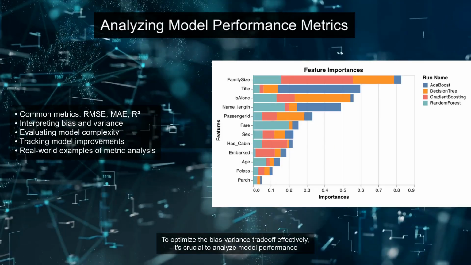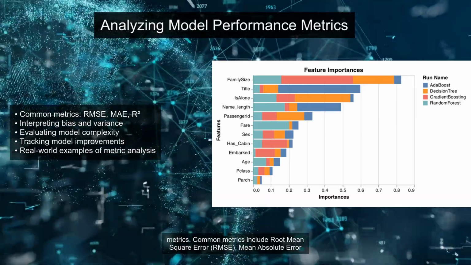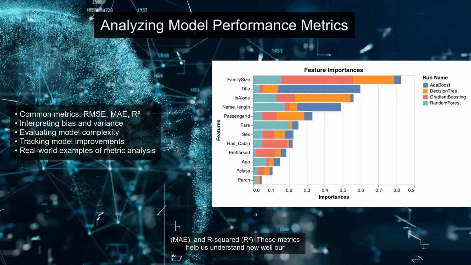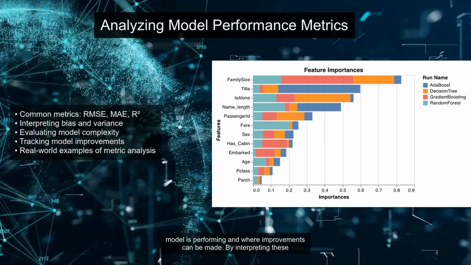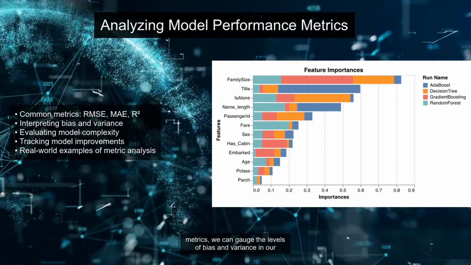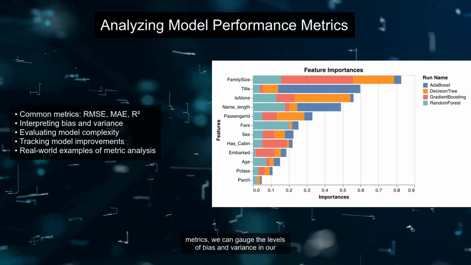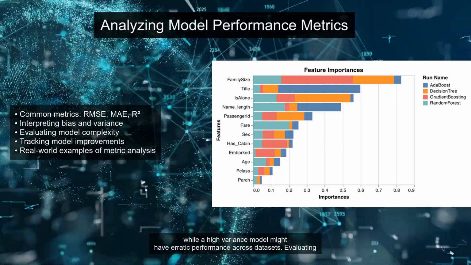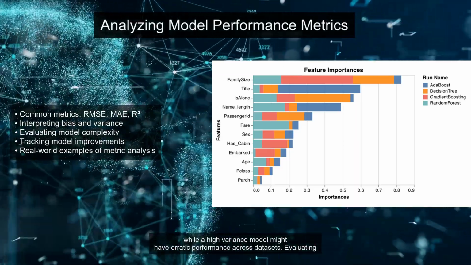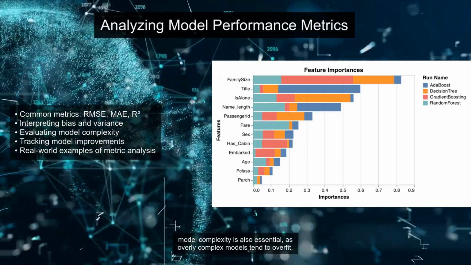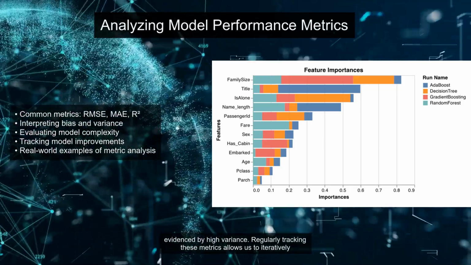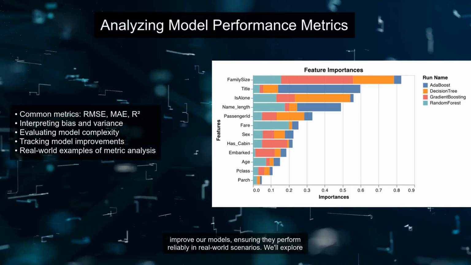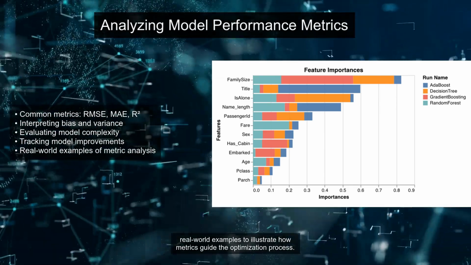To optimize the bias-variance trade-off effectively, it's crucial to analyze model performance metrics. Common metrics include root mean square error (RMSE), mean absolute error (MAE), and R-squared (R²). These metrics help us understand how well our model is performing and where improvements can be made. By interpreting these metrics, we can gauge the levels of bias and variance in our model. For instance, a high bias model might show a high RMSE, while a high variance model might have erratic performance across datasets. Evaluating model complexity is also essential, as overly complex models tend to overfit, evidenced by high variance. Regularly tracking these metrics allows us to iteratively improve our models, ensuring they perform reliably in real-world scenarios. We'll explore real-world examples to illustrate how metrics guide the optimization process.